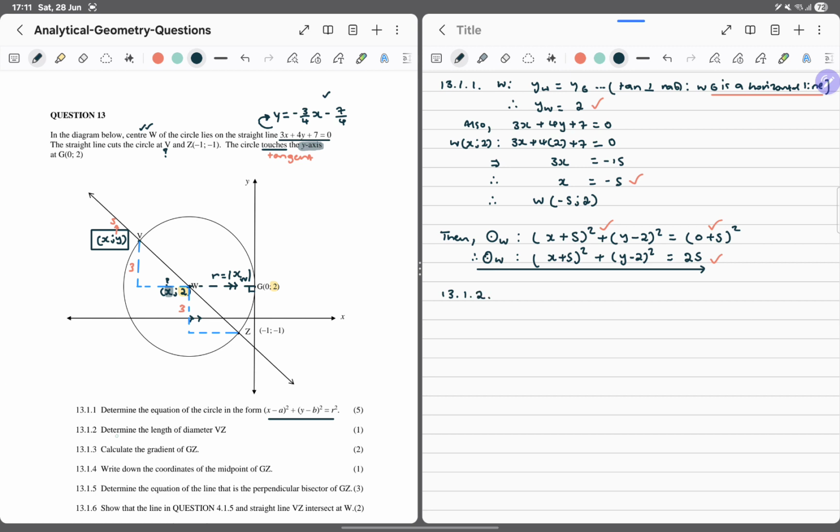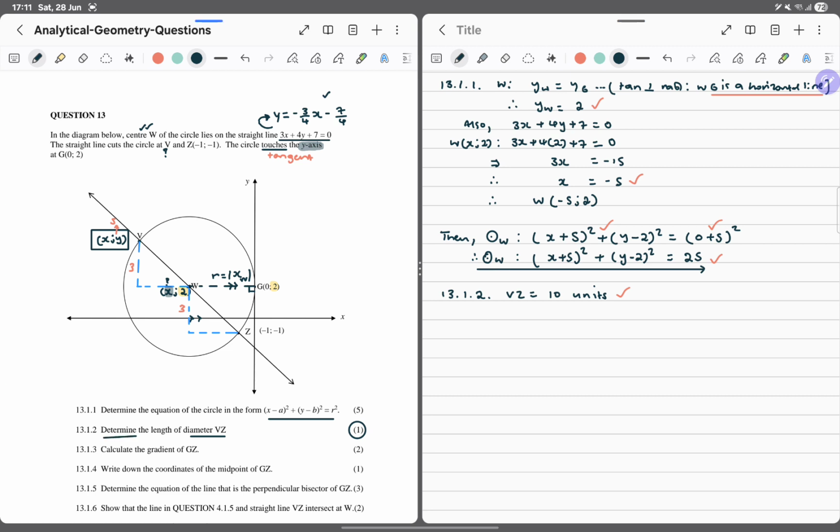13.1.2. We are asked to determine the length of diameter VZ. Easy. So it's just 1 mark, so this means an answer only is important. So we see that the radius is going to be the square root of 25. And essentially, this doubled is going to give us 10. So we can just say VZ is equal to 10 units. Nice and easy.